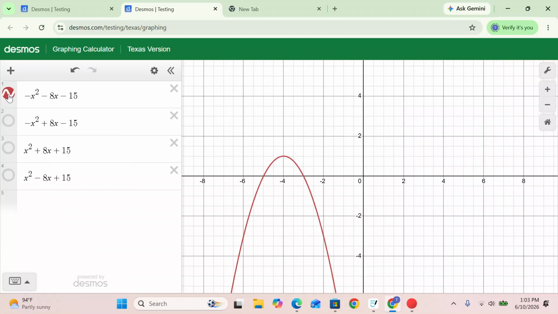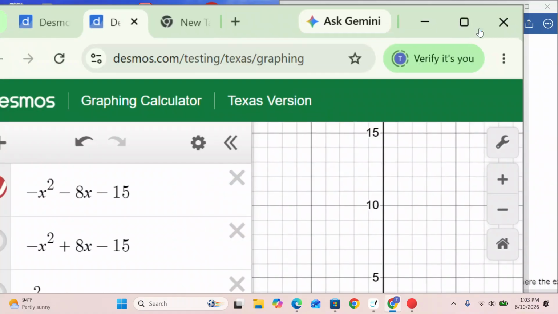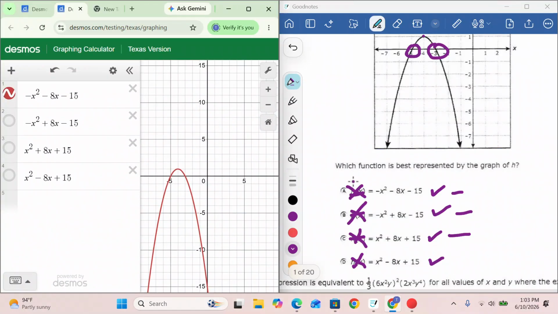So the correct answer choice is the first one right here. We're gonna go ahead and look at the graph, and look at this. The answer choice is letter A. And this is why I say most of the test is just matching, matching, matching, matching. If you know how to use Desmos, then you'll be fine. We're good on this? Okay.